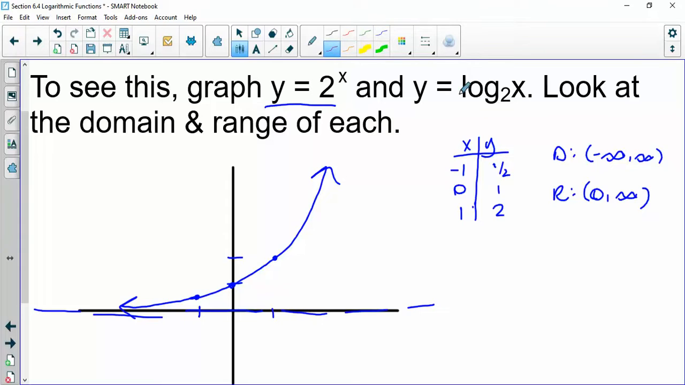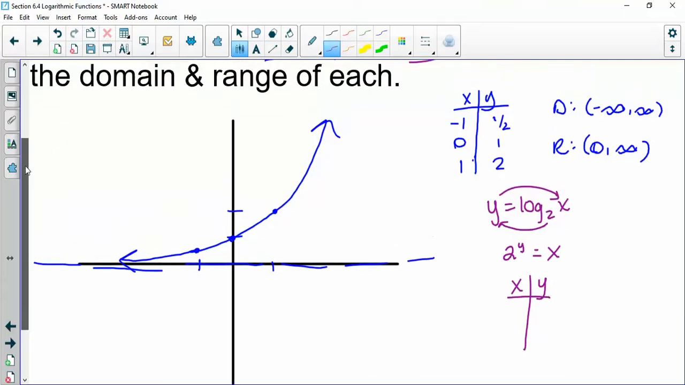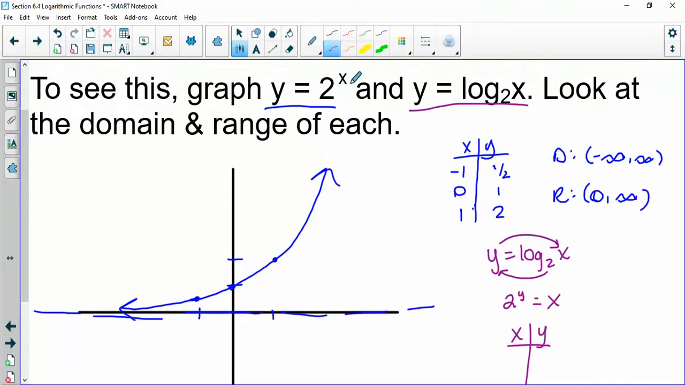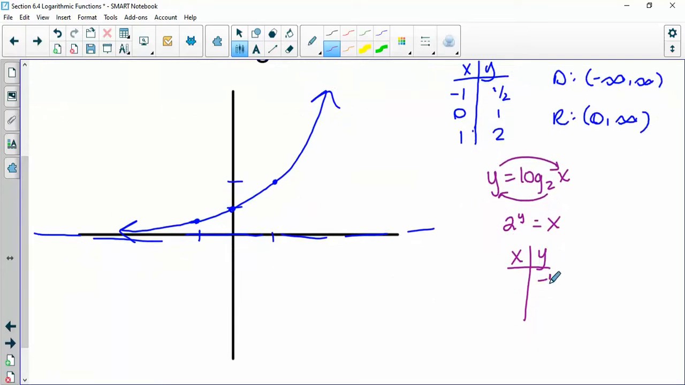So now let's talk about the log. We know that when you have a log, you can change it to exponential form. So in exponential form, this would be 2 to the y equals x. So it's graphing another exponential. When we graph exponentials, we plugged in -1, 0, and 1. But when I put those in, I put them in for the exponent. Which variable is the exponent now? Okay, so I'm going to plug in -1, 0, and 1 for my y values.